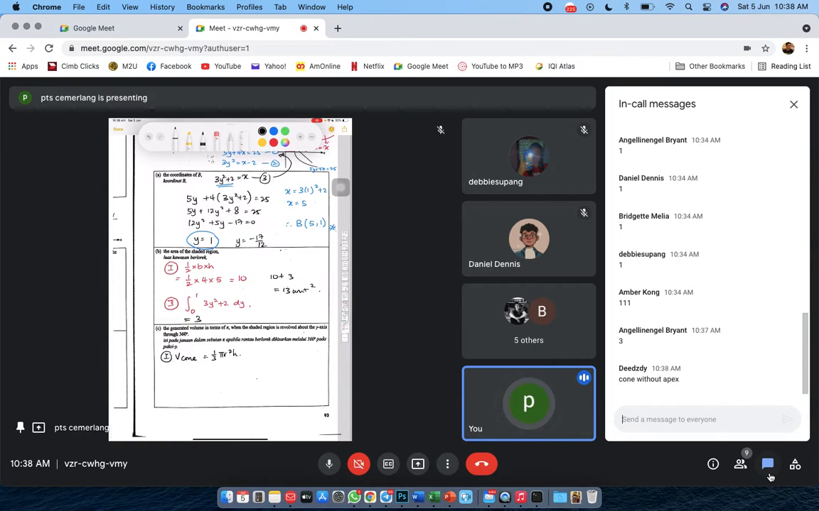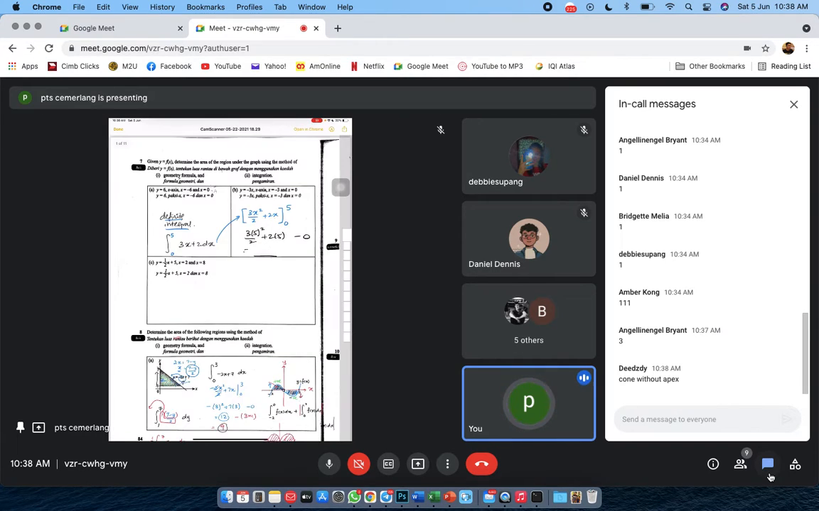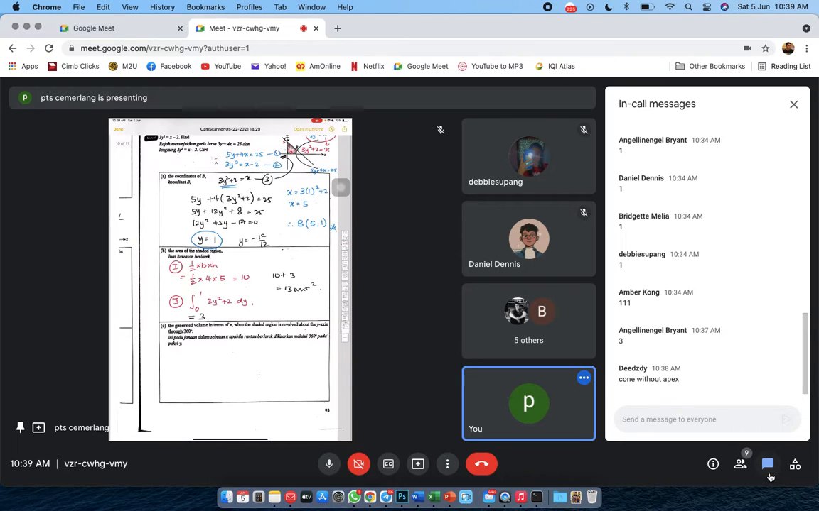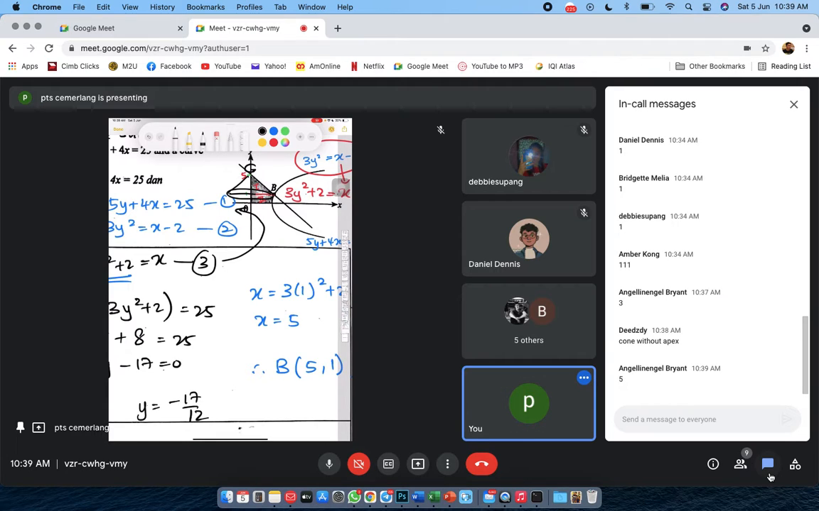So kita boleh masukkanlah 1 over 3 times pi, and then you tengok r kamu. Cuba kamu imagine r kamu. Apa r kamu sini? What is r? Is r equals to 5 or r equals to 4? What do you think? R equals to 5. Very good. Okay. Sebab radius dekat bawah tu kan.